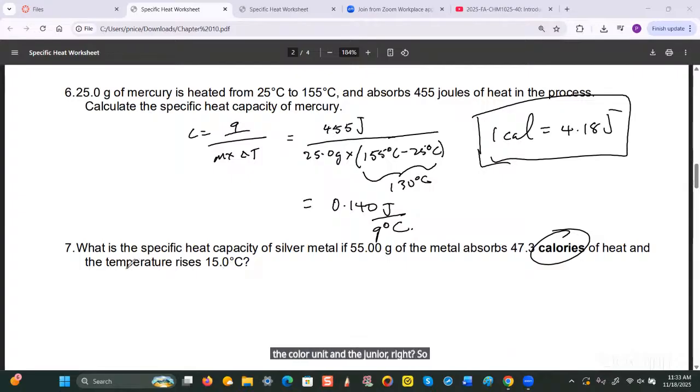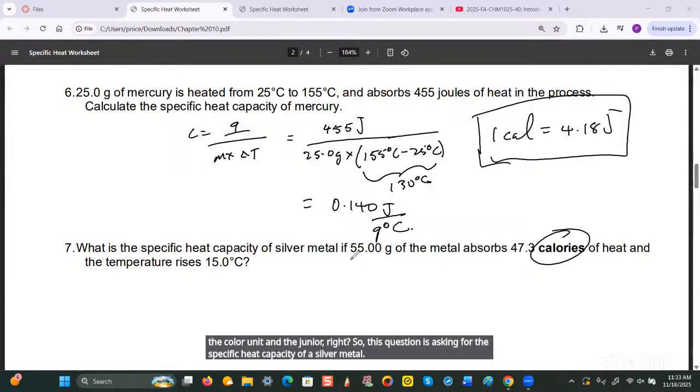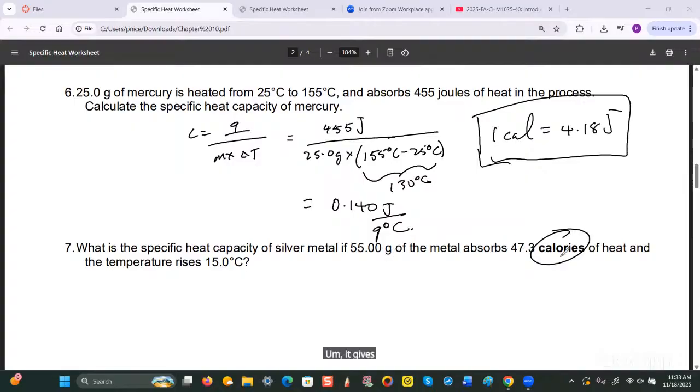So this question is asking for the specific heat capacity of a silver metal. It gives a mass, it gives the amount of calories of heat, and it says the temperature rises 15 degrees Celsius, right? So again, we're using this equation.